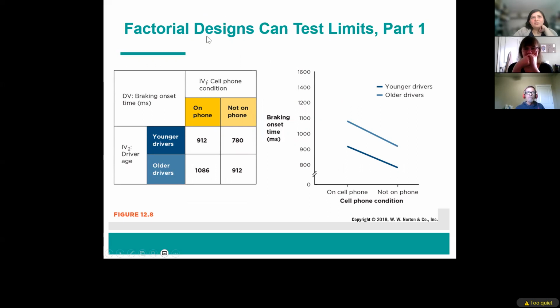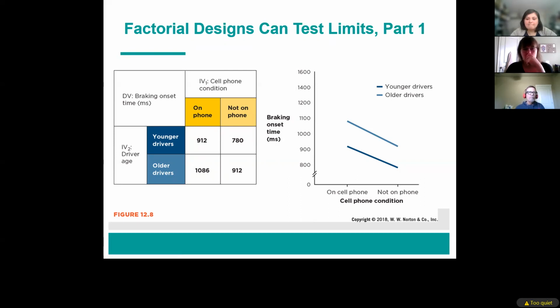All right, so why else are factorial designs interesting or important? They can test limits. We talked about the finding earlier that people who are on the phone have slower reaction times versus those that aren't on the phone. But here we're testing the limits. Does this effect only occur for younger drivers? Does it only occur for older drivers? Or does it happen for both groups equally?